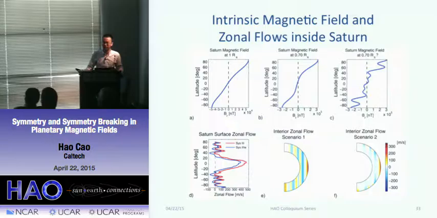And here I'm showing you the magnetic field and zonal flows for Saturn in particular. I will focus more on Saturn in this one. At the bottom, I'm trying to show you the zonal flows. Only the leftmost panel shows the observation, what the observed surface zonal flows are. And you see two curves. One is red, one is blue. It's the same measurement, but put into a different rotational frame, because we actually don't know Saturn's rotation rate to within 5 minutes. The red one assumes a rotation rate of about 10 hours and 39 minutes, and the blue one assumes a rotation rate of 10 hours and 34 minutes. So they're 5 minutes apart, and that gives you quite a different zonal flow structure.